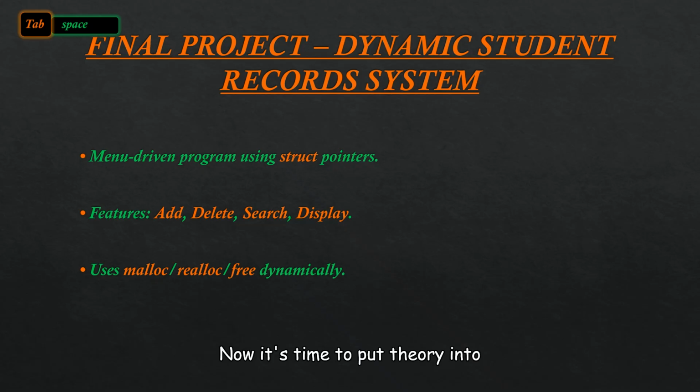Now it's time to put theory into practice. For your final project, you will build a dynamic student record system using pointers and dynamic memory allocation. This is a real-world application where you will use pointers for storing, updating, and managing records. The user will be able to add a new student, delete a student, search for a student by name or roll number, and display all stored records. This project brings together everything you have learned: arrays, structures, dynamic memory, pointer traversal, and menu-driven design.